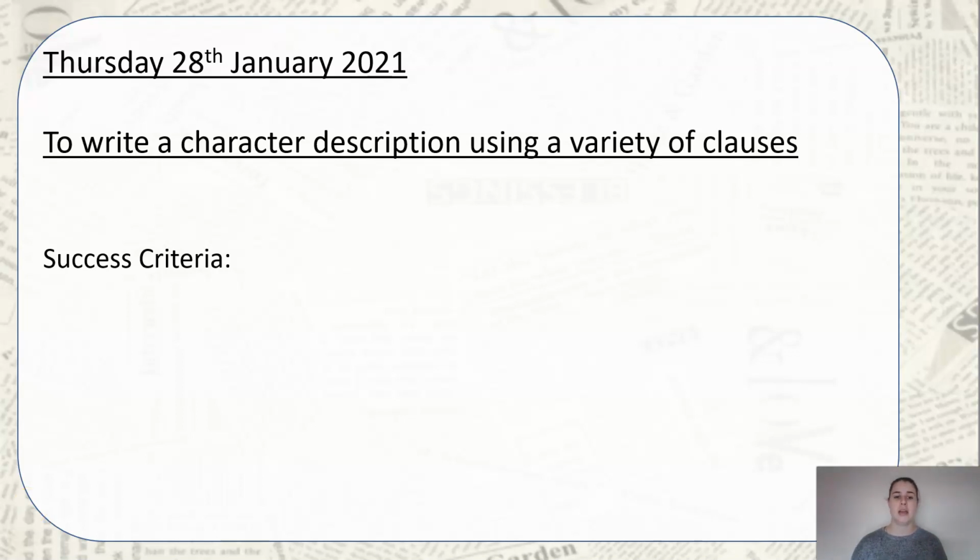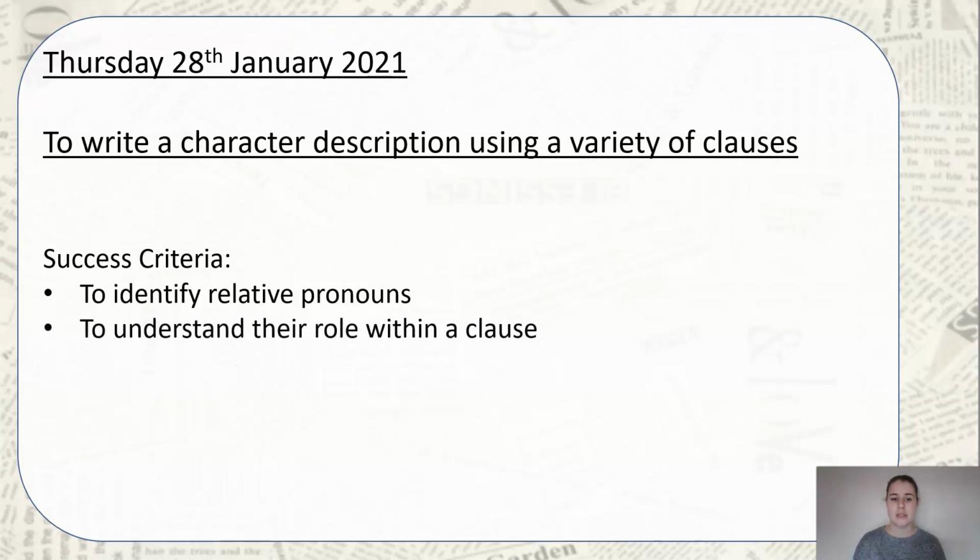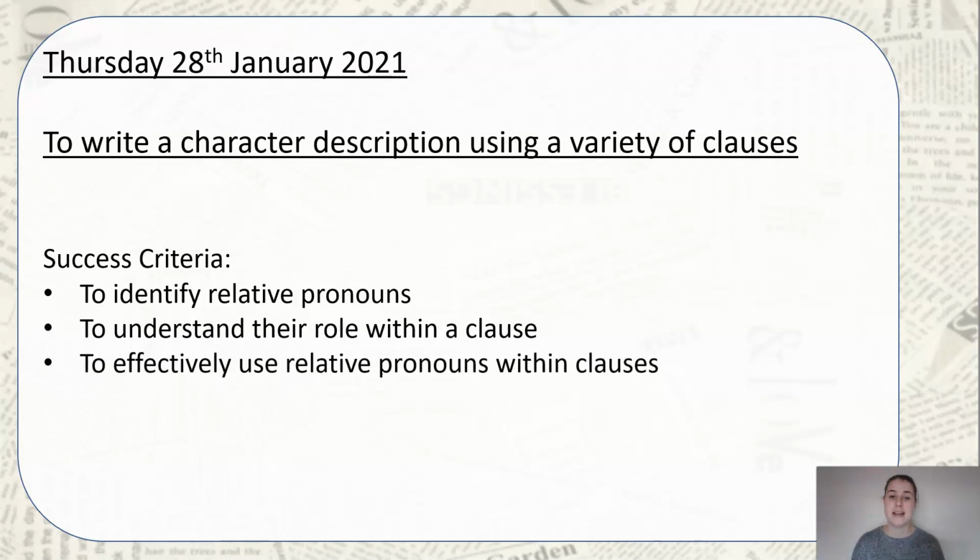So today we're going to be looking at writing a character description using a variety of different clauses. By the end of the lesson, you need to be able to identify relative pronouns. This is going to be revision for us because we've done this last term. We're going to understand their role within a clause, so why they're important, and then effectively use relative pronouns within clauses.